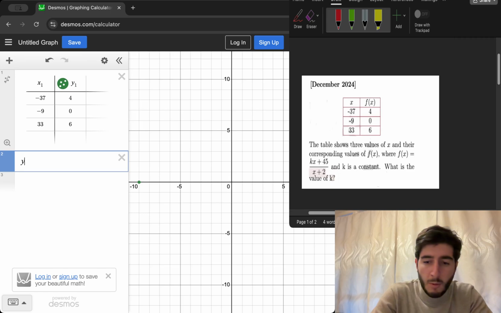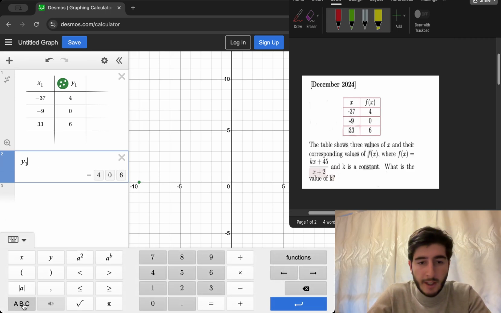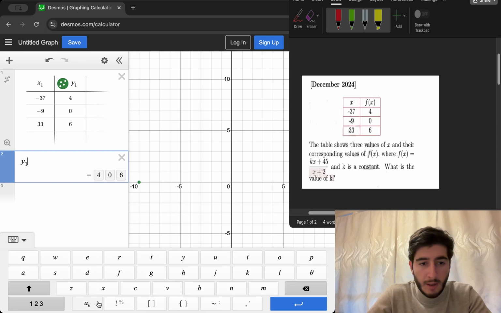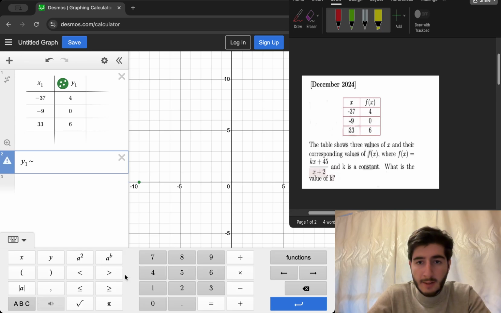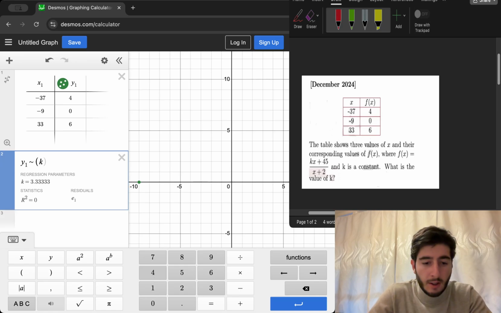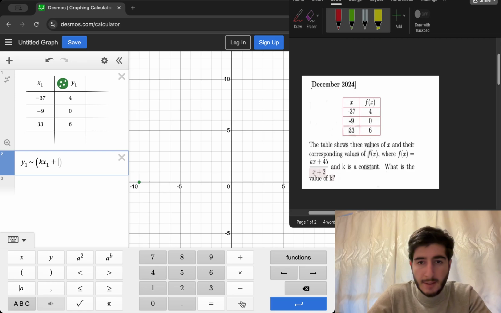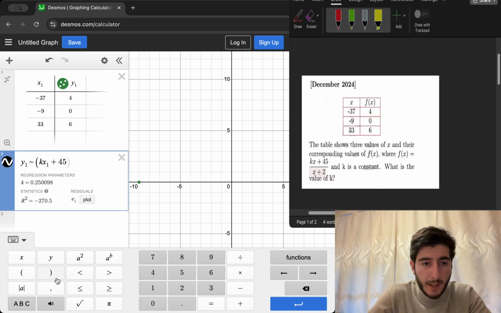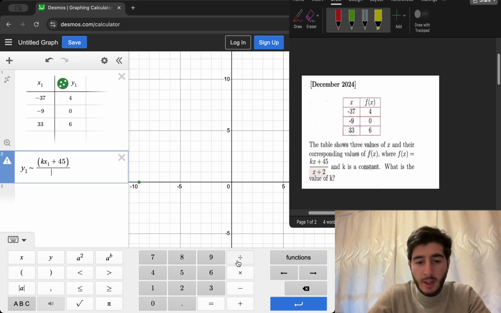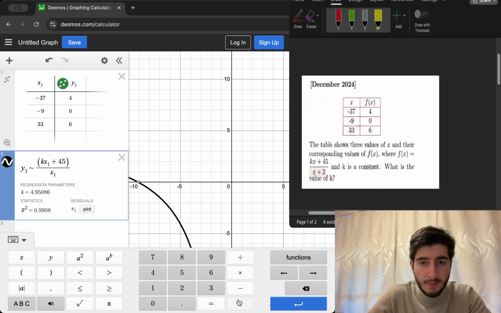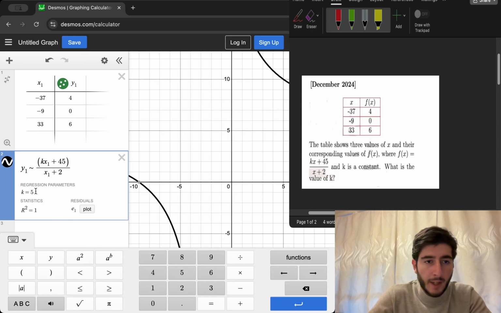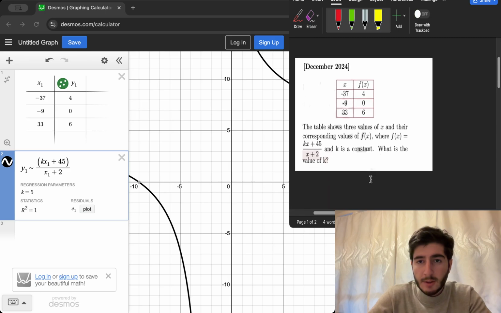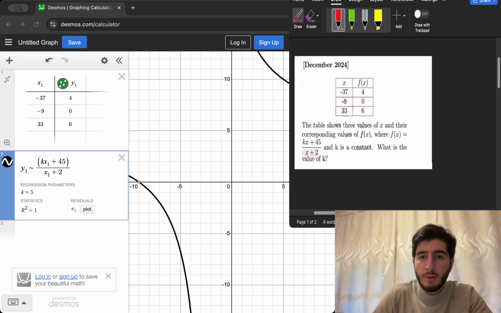You should type y1, use regression with the tilde key, and click ABC. Then the function is (kx1 + 45), closing the parentheses, divided by (x1 + 2). As you see, Desmos gives us the value of k, which is 5. So it's an open question. You should write k value is 5.